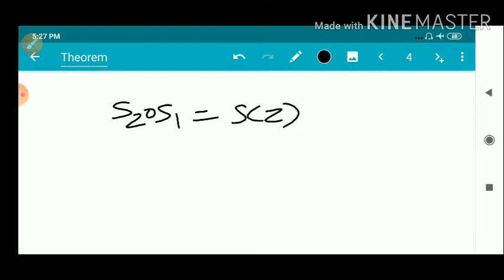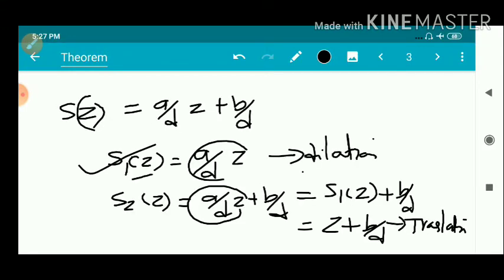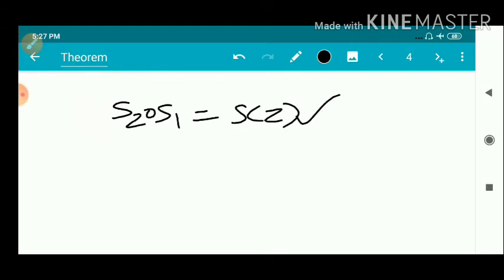That is, if C equal to 0, we can write the Mobius map S of Z as the composition of S1 and S2, where S1 is dilation, S2 is translation. So in this case, Mobius transformation contains two transformations, one is translation and other is dilation. Next case, we have case 2, C not equal to 0.